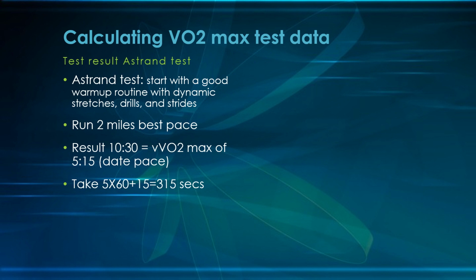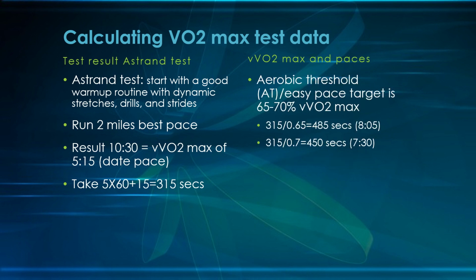So you're going to take 5 times 60 plus 15, so you have 315 seconds that you're dealing with. Their body reaches VO2 max at 5:15, and that 315 is what we really want to look at in terms of calculating their workout targets. So one such workout you're going to want to do obviously with your kid is aerobic threshold or easy pace runs, your continuous runs. This is the staple of a distance runner's workout regime. This should be 65 to 70% of their current VO2 max.